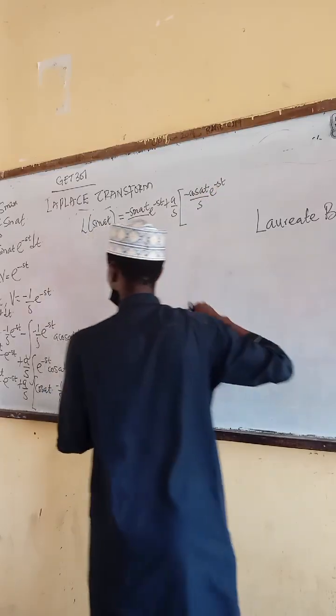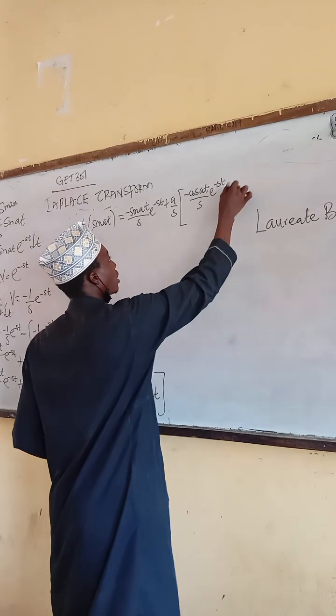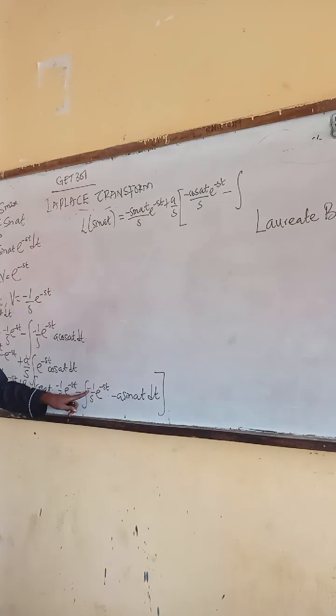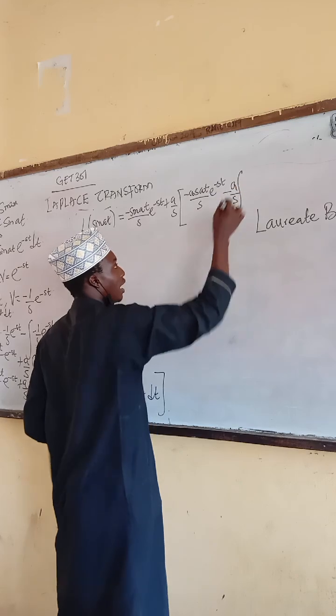Is that following? I'm just opening the brackets. This a over s, I write it again. Then your cos at times minus 1 over s. Cos at times minus 1. You have minus cos at over s exponential minus st. So it's still the same thing. Then you have minus integral. Look at this. This is minus. This is also minus. Minus times minus, you have plus. This 1 over s, this is also a. You know I can take it out. I can have it like minus a over s, right?